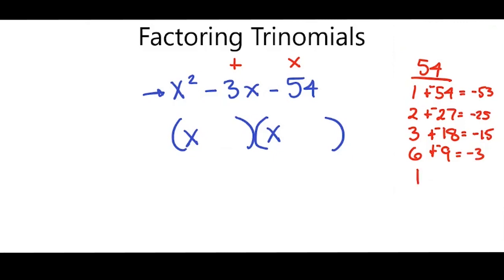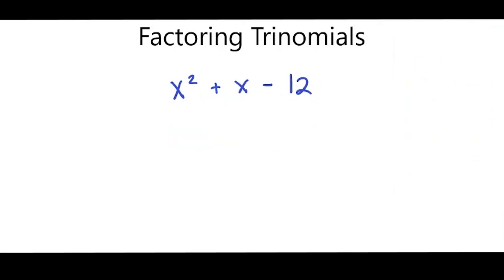So my two numbers that will multiply to be negative 54 and add to be negative 3 are 6 and negative 9. So in my parenthesis, I will write positive 6 and negative 9. And that's how you factor trinomials.